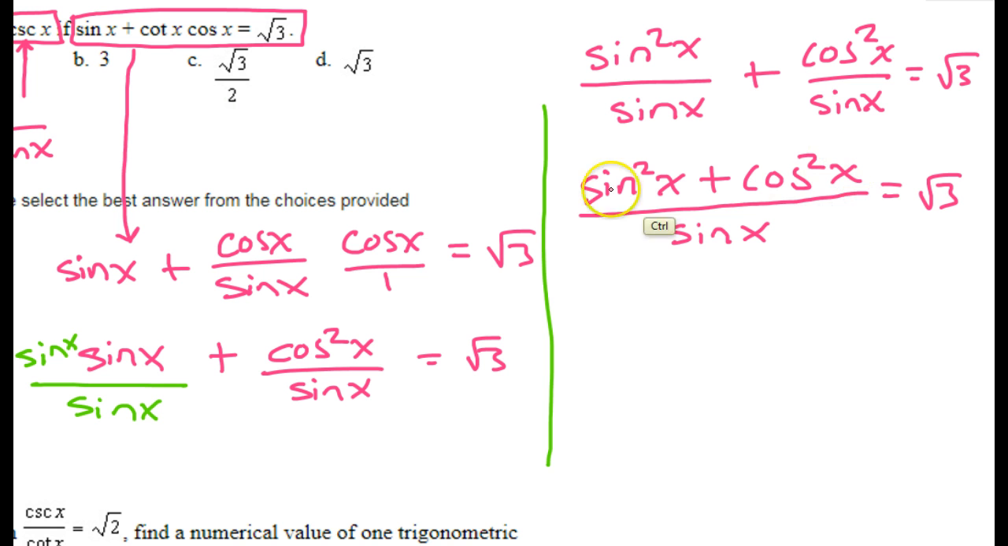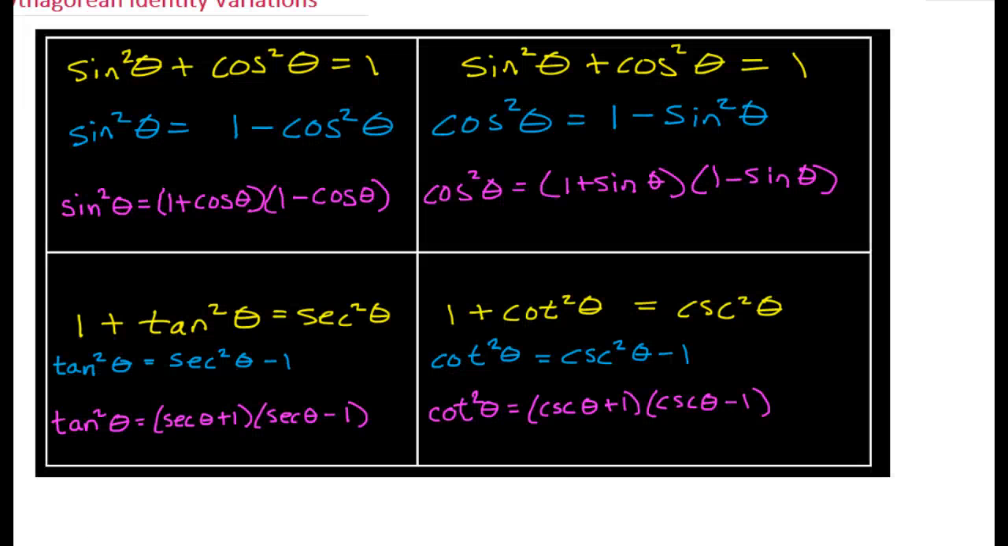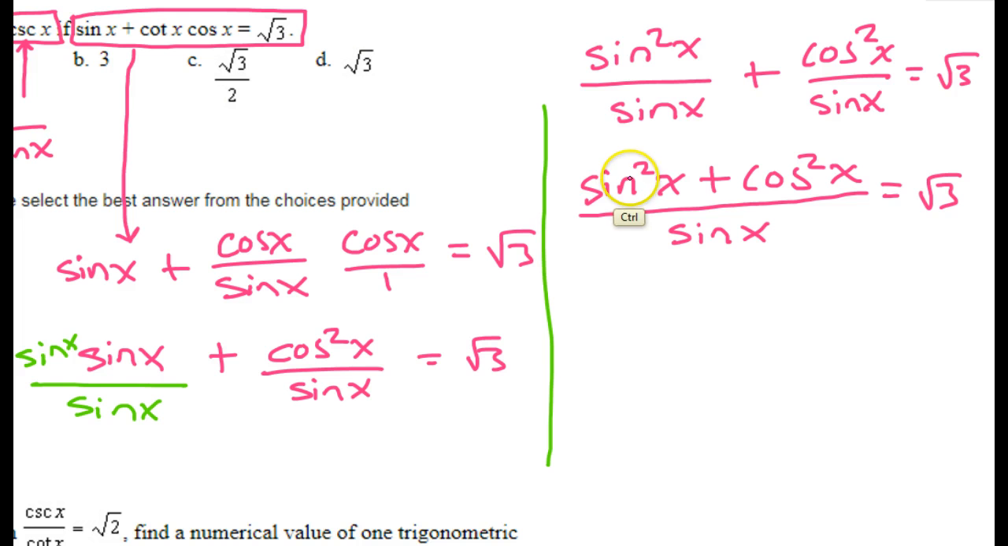Now look at this numerator. That needs to start jumping out at you as our famous Pythagorean identity. See this identity right here at the very top, sine squared theta plus cosine squared theta equals 1. That is your Pythagorean identity. Have that in the front of your brain throughout this unit. So whenever I see sine squared x plus cosine squared x, I know that's equal to 1. So that entire numerator will just become 1 over sine x is equal to radical 3.